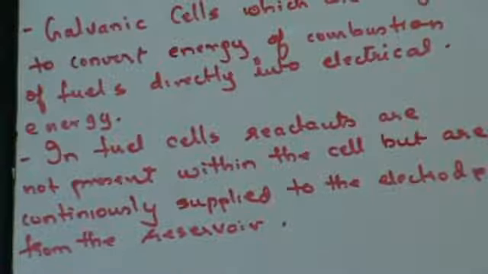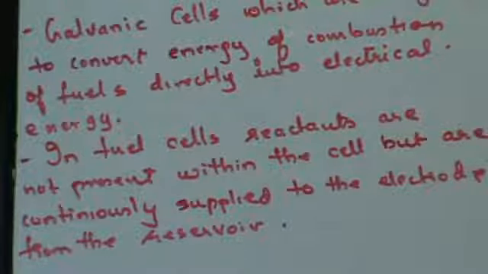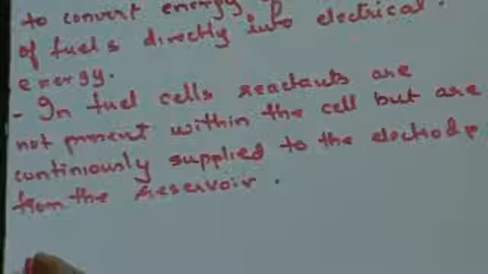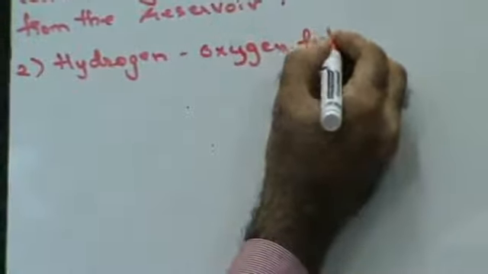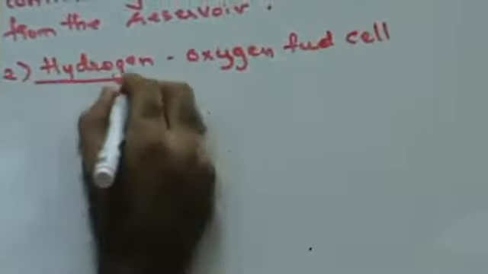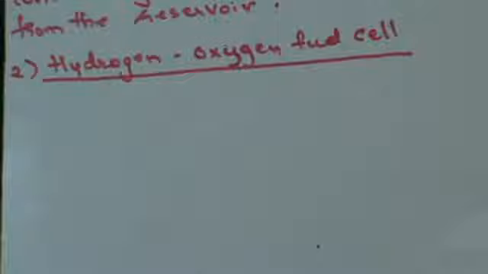They will directly burn the fuel that is provided to them and convert it into electrical energy instead of using the conventional redox reaction. Let's see a type of fuel cell: the hydrogen oxygen fuel cell. Let's first see the construction of this. As the name suggests, in this cell hydrogen gas is used as a fuel and oxygen is used as an oxidizing agent. The energy of combustion of hydrogen gas is converted into electrical energy.